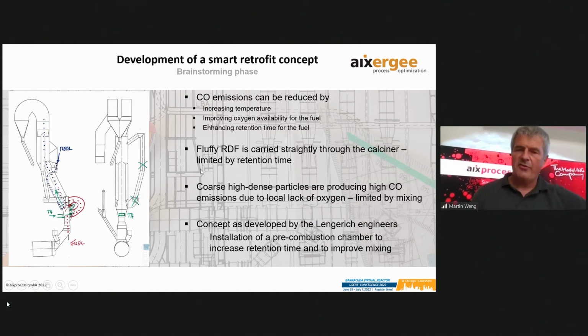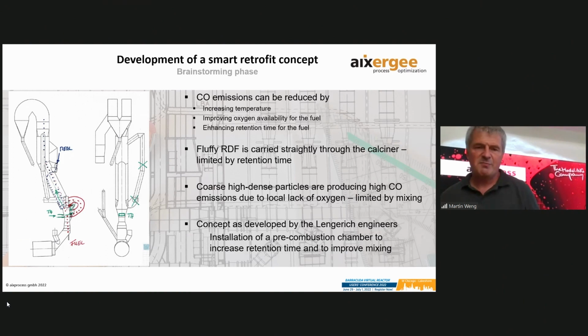But we thought of the coarse particles, these high dense particles producing a lot of CO. And what we really sketched, and this is really a copy from our workflow, is a kind of combustion chamber, and that is exactly what was never done before. There is no example from each and every riser. There are of course a lot of combustion chambers available on the market, but they are kind of standard, and this one is tailored to this particular calciner.